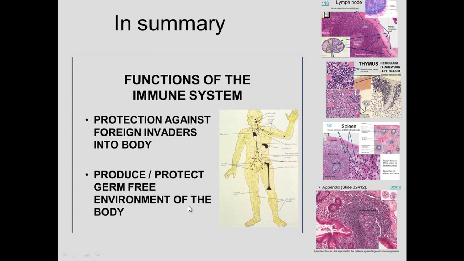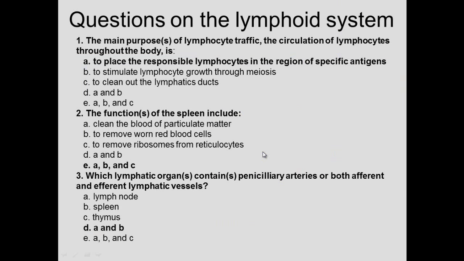And so in summary, the purpose of the immune system is to protect against foreign invaders and to maintain a germ-free environment. To do that, we have the lymph node, the thymus, spleen, appendix, and throughout the body we have lymph vessels and lymph nodes to be able to have surveillance throughout the body.